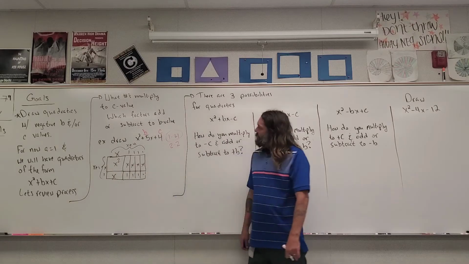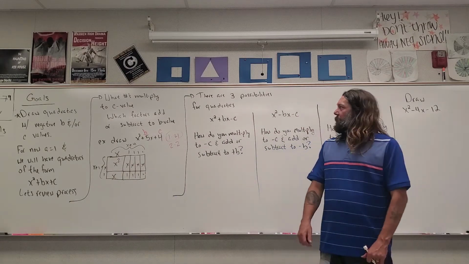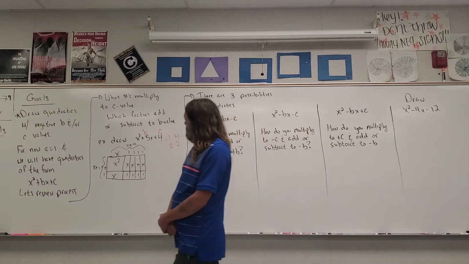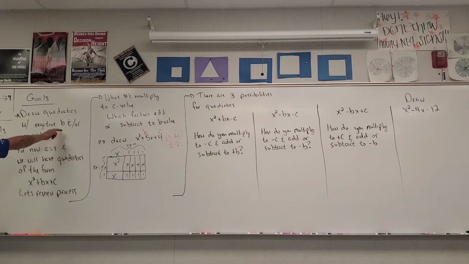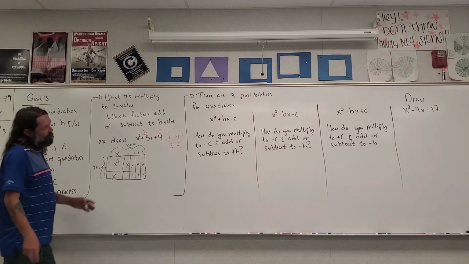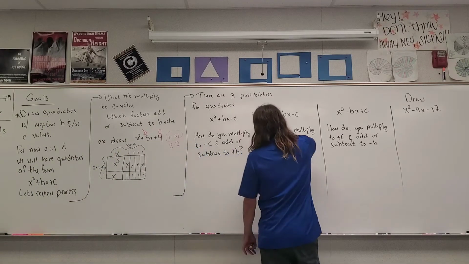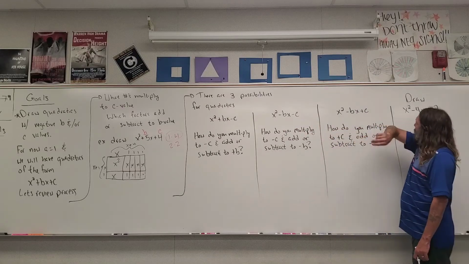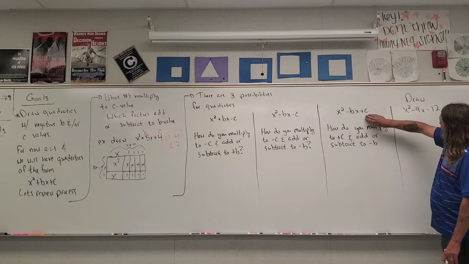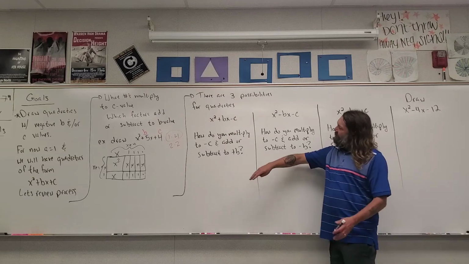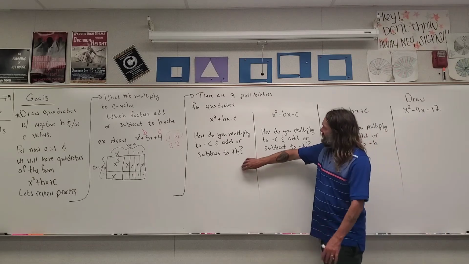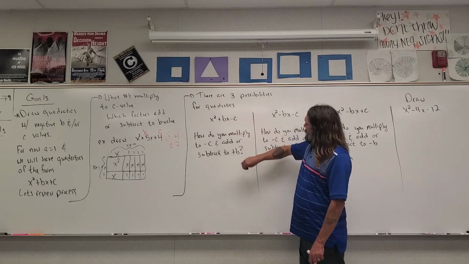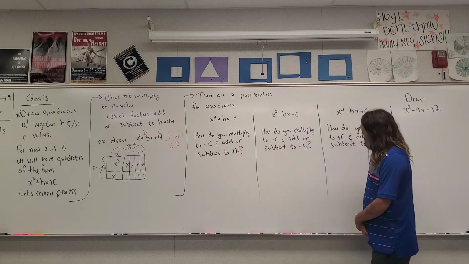So that was just a quick review on how we draw our quadratics. Now, there are 3 possibilities for quadratics when we have a negative b and/or c value, and I have all 3 possibilities here. I have a positive b with a negative c, a negative b and a negative c, and a negative b and a positive c. And I have relatively the same question underneath. How do you multiply to a negative c value and add or subtract to a positive b value?